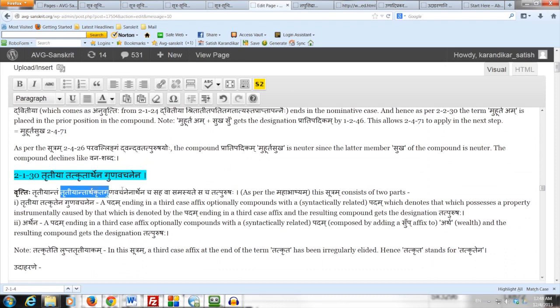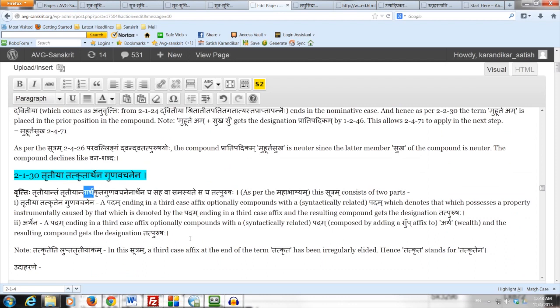One more point to note here is vritti says Tritiyantartha krita. Why did it say tritiyantartha krita? Why not simply tritiyanta krita? Because tritiyantam is a padam. It's just a word. A word cannot perform any action. Obviously, the action has to be performed by that which is denoted by the word.